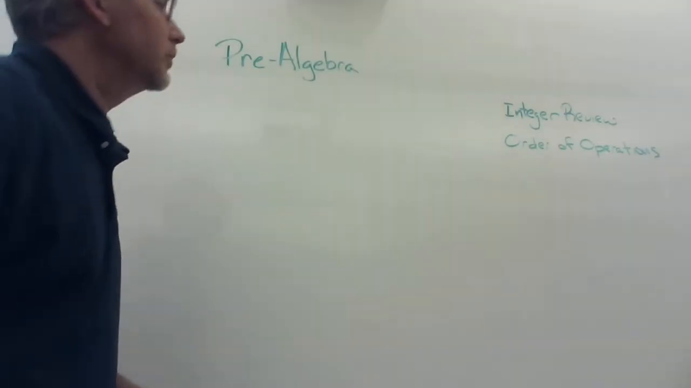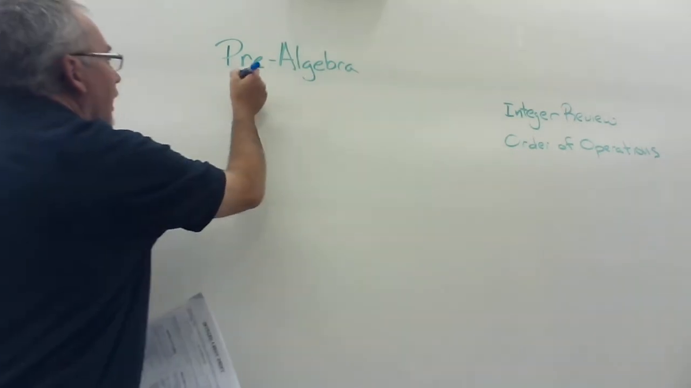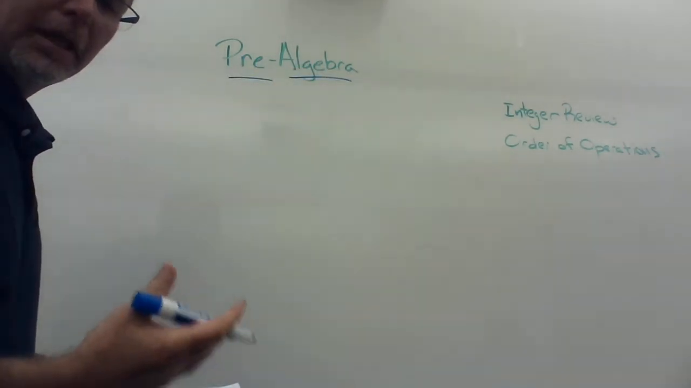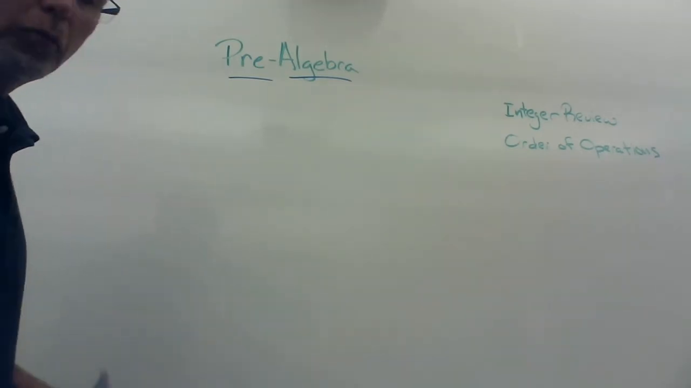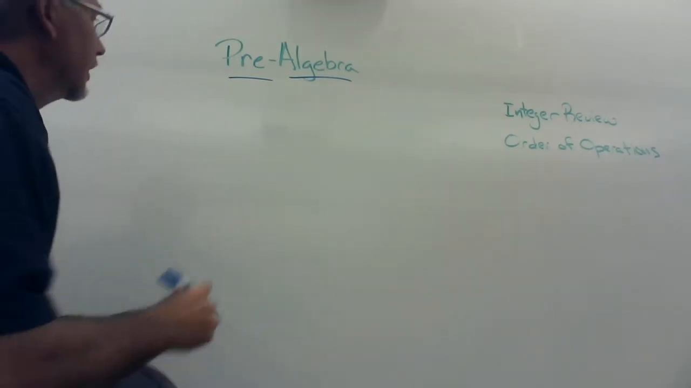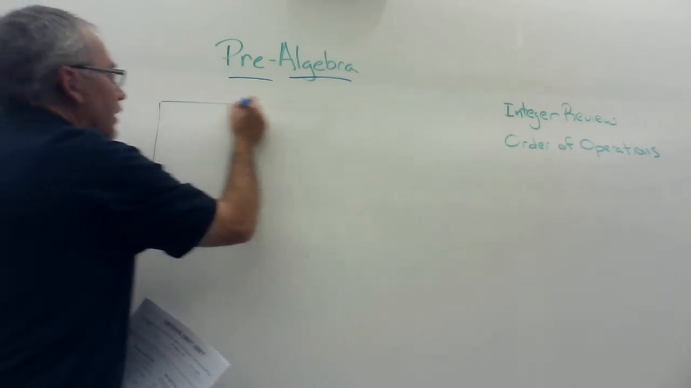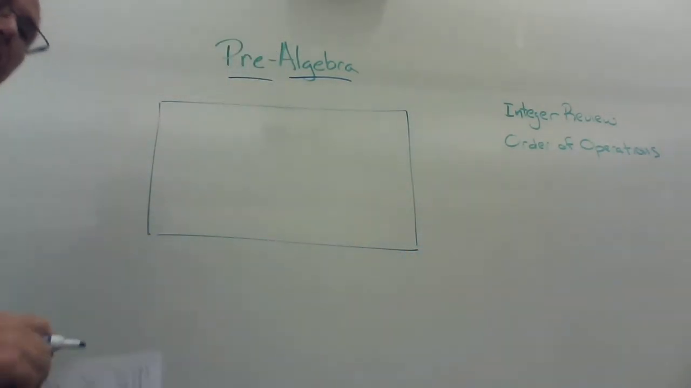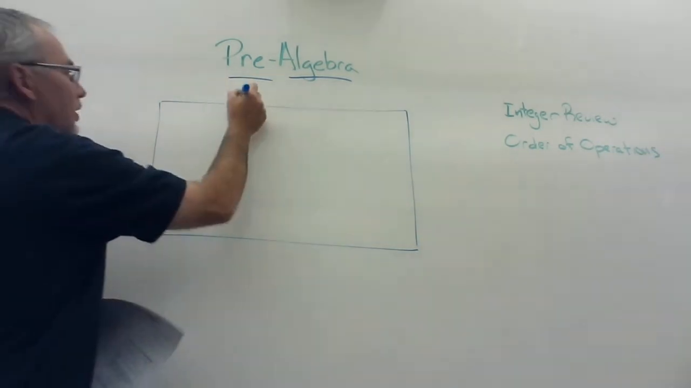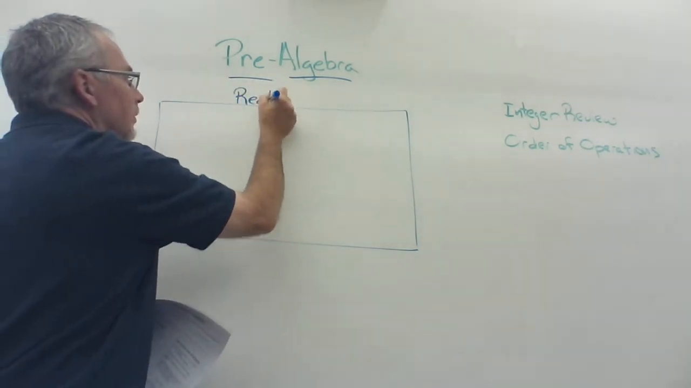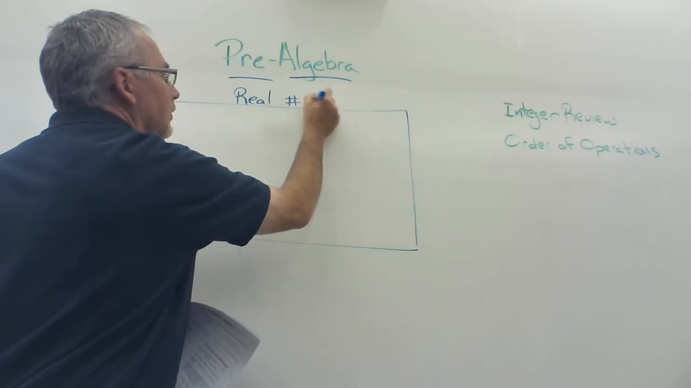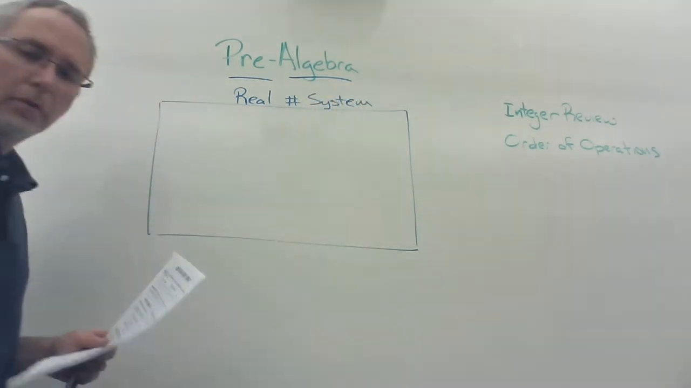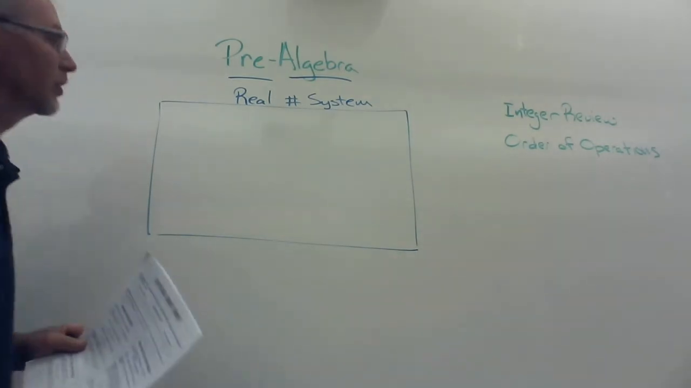First thing we want to do is realize that in our integer work, we need to first of all understand what integers are. So we're going to make a really quick and brief summary of what integers are. Integers are actually part of what we call the real number system, and all the numbers that you will ever deal with are in the real number system.